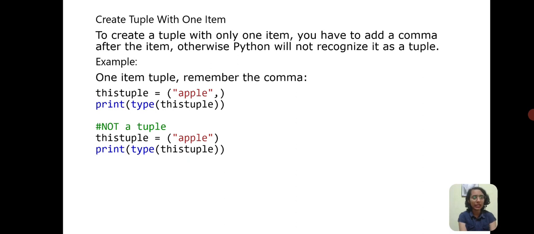Create tuple with one item. To create a tuple with only one item, you have to add a comma after the item. Otherwise, Python will not recognize it as a tuple. Example, one item tuple, remember the comma. This tuple is equal to apple, comma. Print type(this tuple). This tuple is equal to apple. Print type(this tuple).